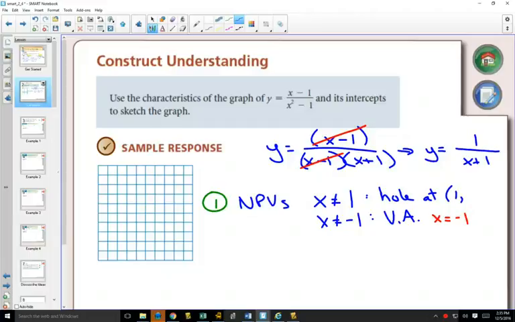Now, looking at this new equation after it's been simplified, you can figure out the coordinates of your hole. When x is 1, what would y be? 1/2.